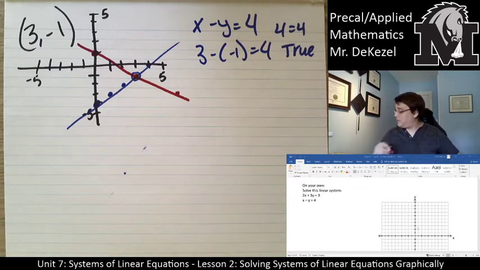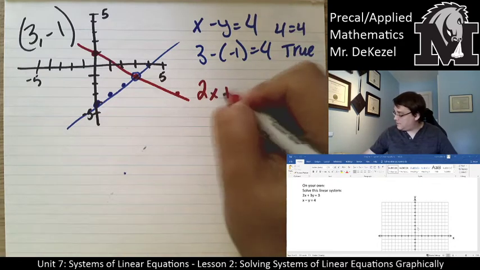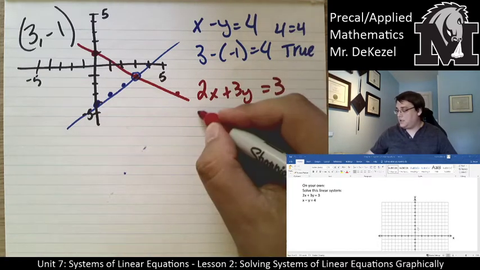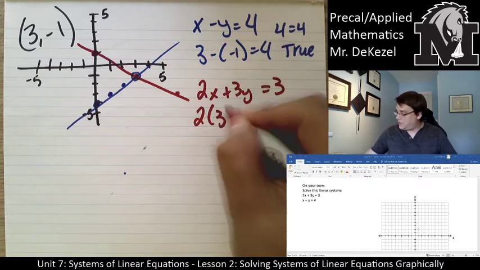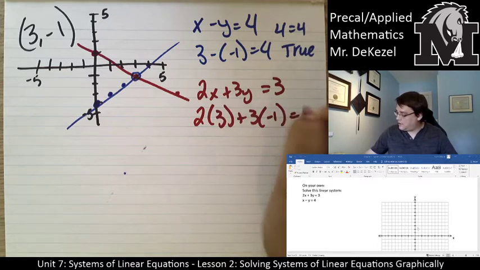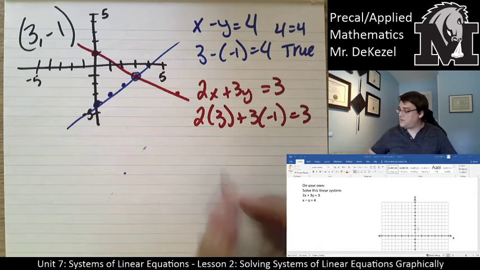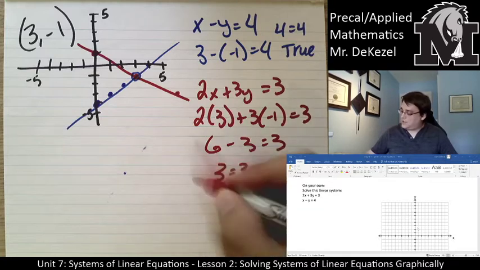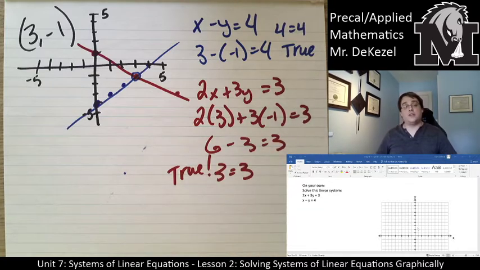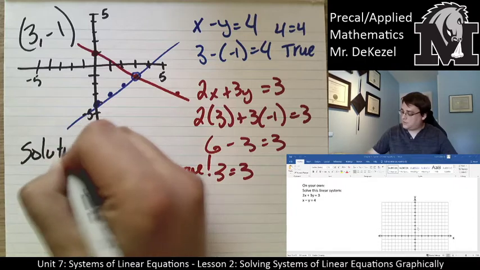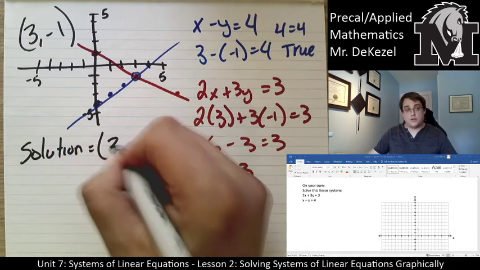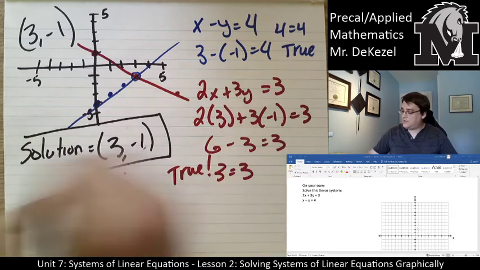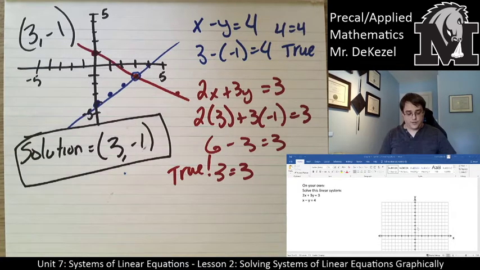Let's check our other equation, which was 2x plus 3y equals 3. 2 times 3 plus 3 times negative 1 equals 3. I'm just plugging in my values. 6 minus 3 is equal to 3. 3 equals 3. This is true. So that's great news. That means that this is the solution to our problems here. So the solution is 3, negative 1. And that's what we would be looking for in a solution.